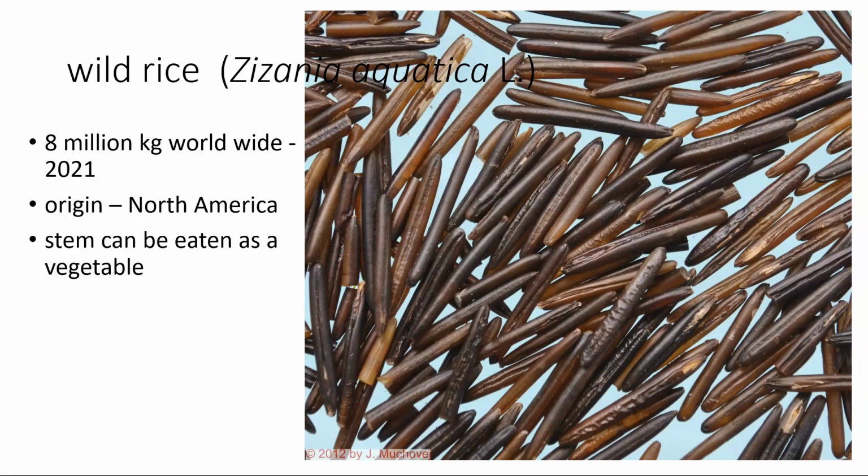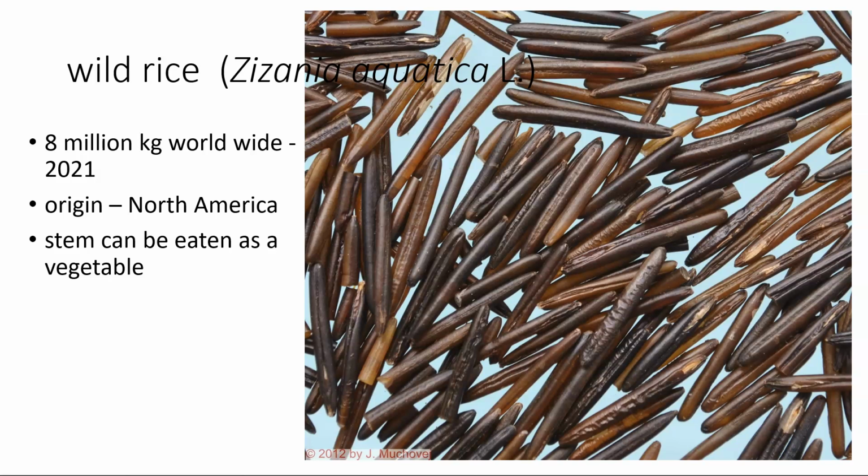Another type of rice we have is wild rice. Wild rice is Zizania aquatica. In 2021, worldwide production was 8 million kilograms, most of this from the United States. The origin is out of North America. The Native Americans often harvested this rice. The stem of the plant can be eaten as a vegetable.